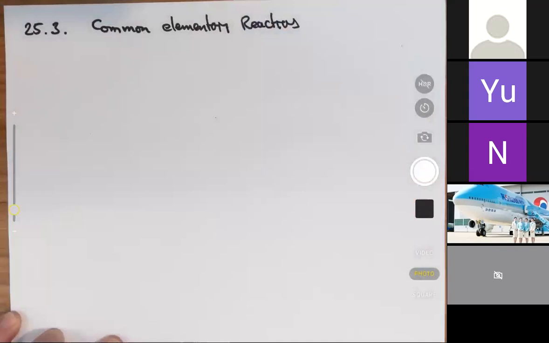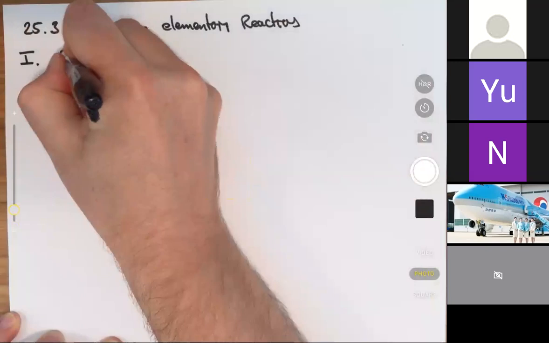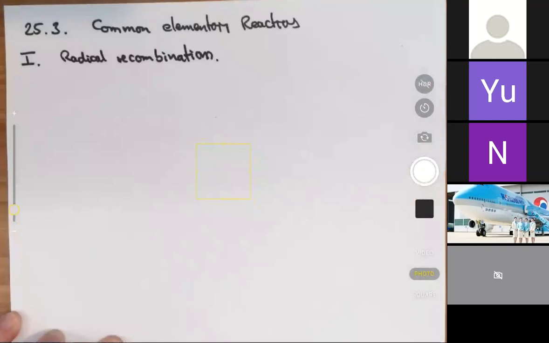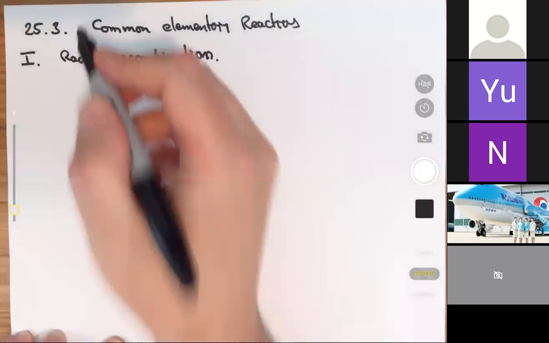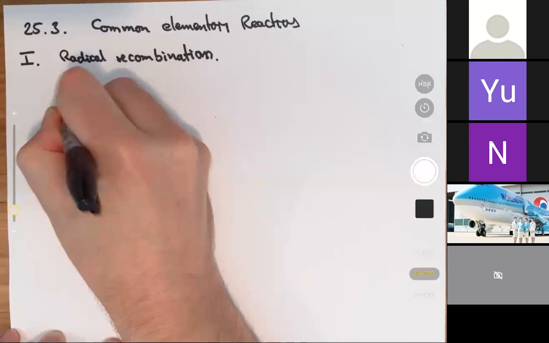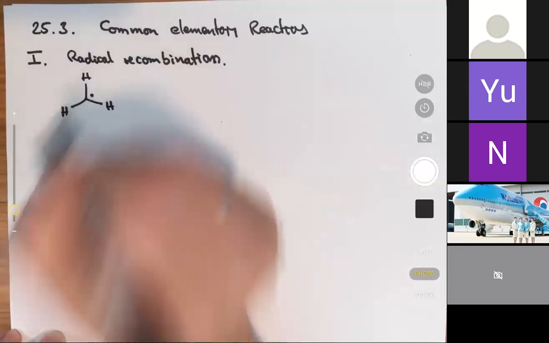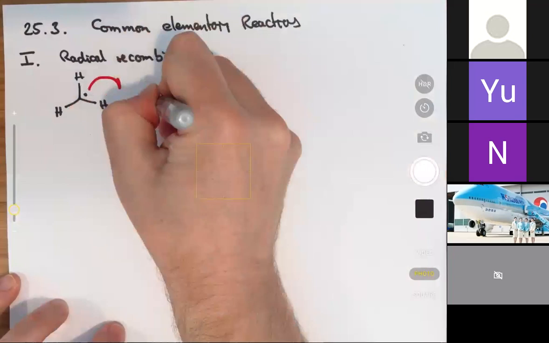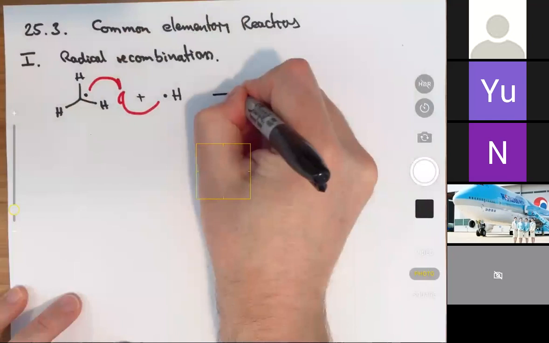So let's take Roman numbering here. The first one that we want to look at is the simple radical recombination. That means I'm going to have two radicals floating around in solution, and they can recombine to form basically a closed shell species. So let's say we have simply a methyl radical here, and we have floating around somewhere a hydrogen radical. And I can draw now these fishhook arrows, and these would form then methane, right?